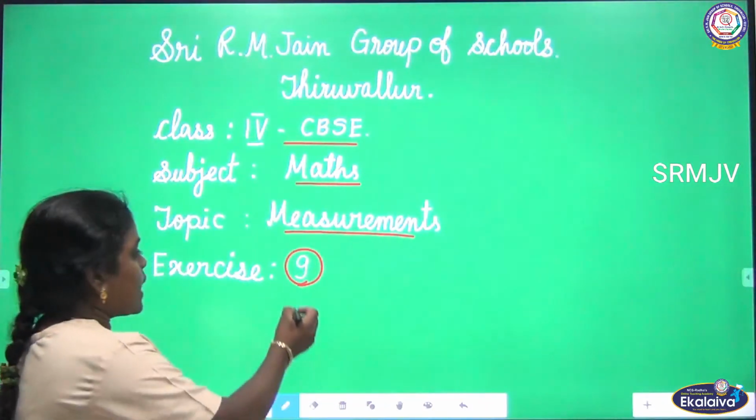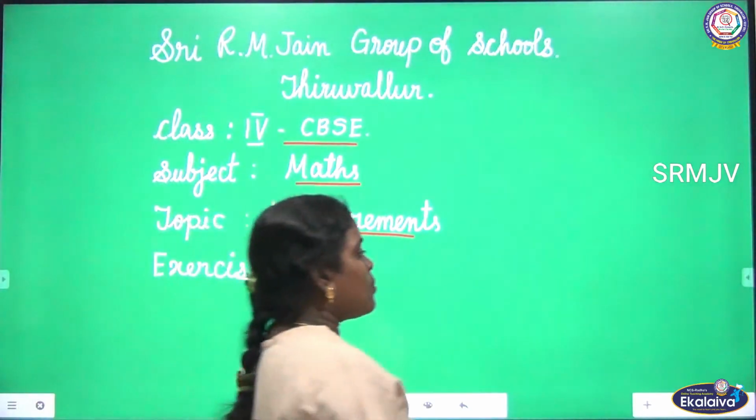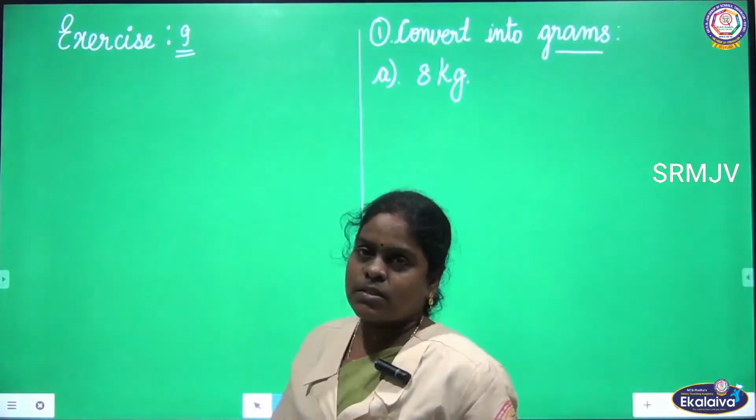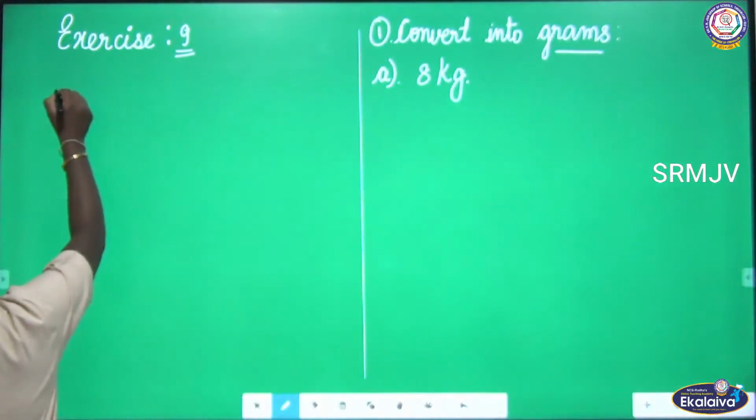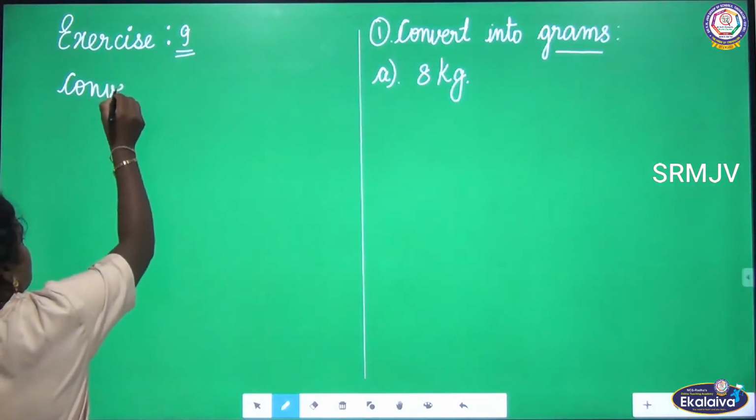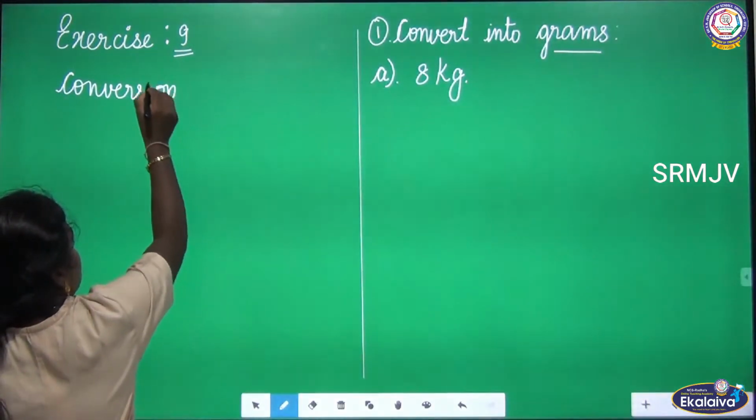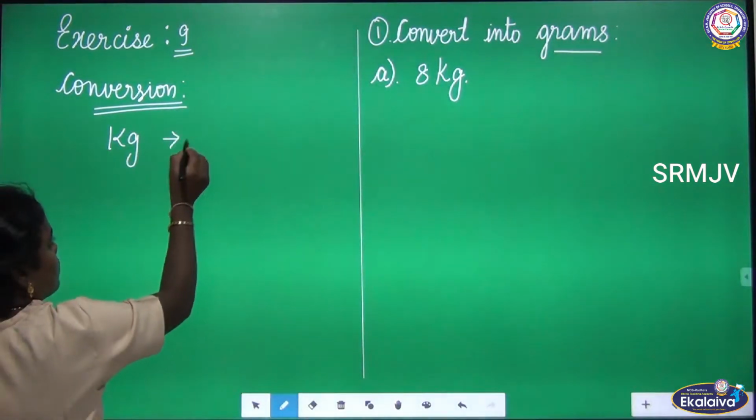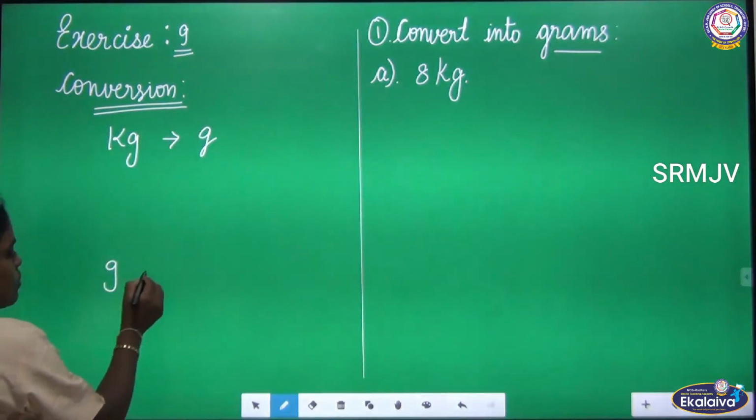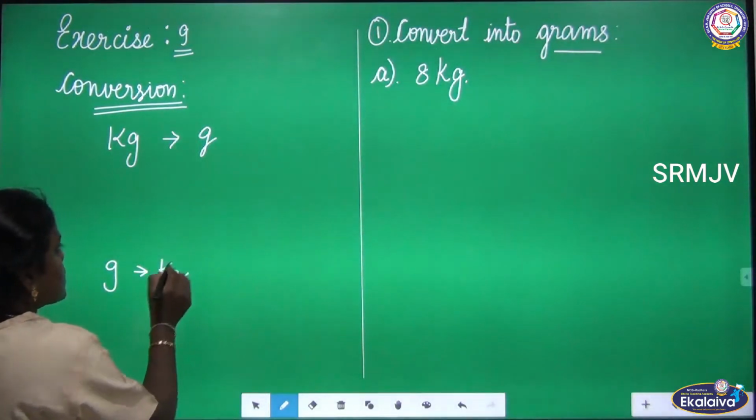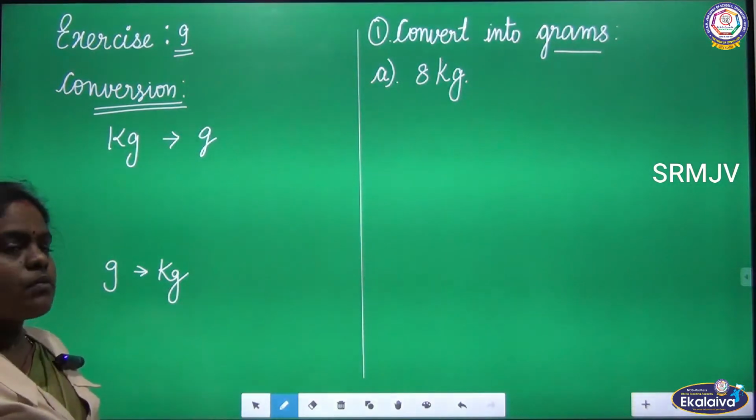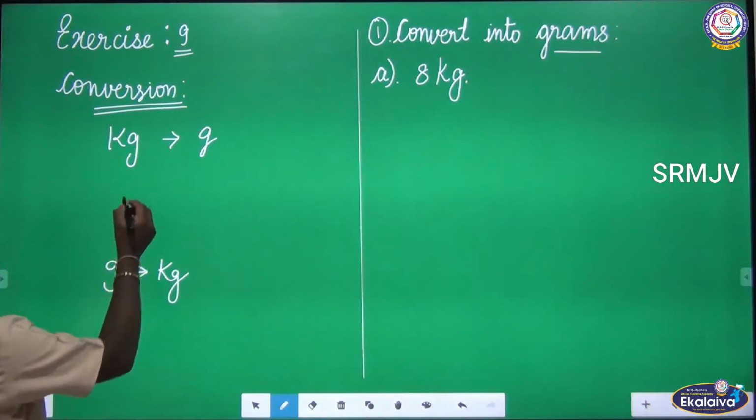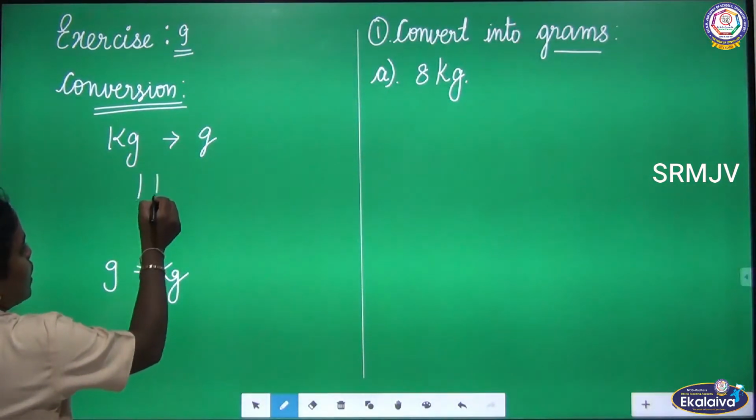Today we are going to learn exercise 9 from the chapter measurement. In this exercise we are going to learn the conversion about kilogram to gram and gram to kilogram. So in this exercise we are going to learn how to convert the unit kilogram into gram and gram into kilogram. Let us revise the formula.